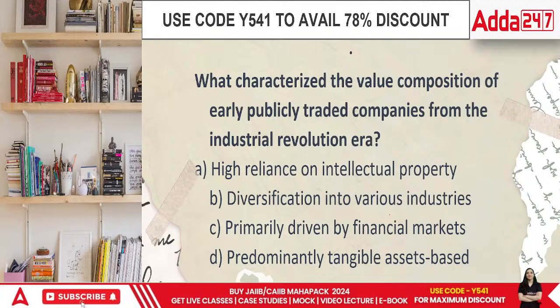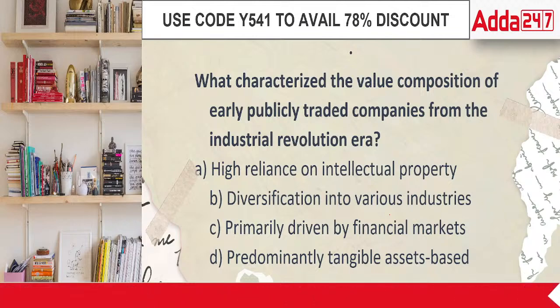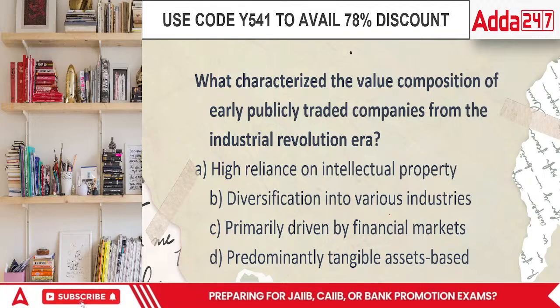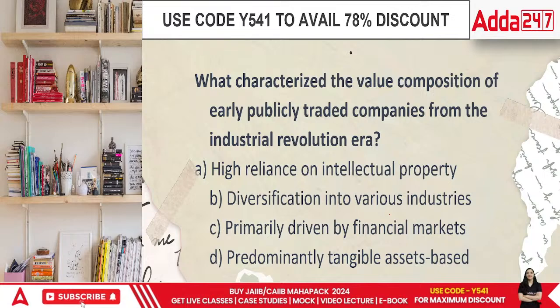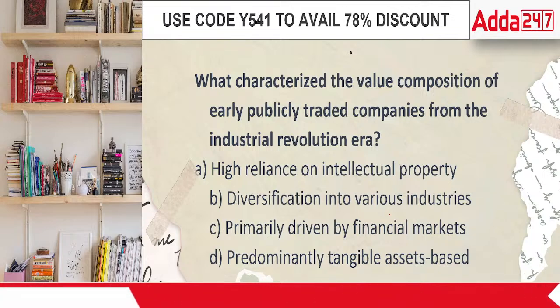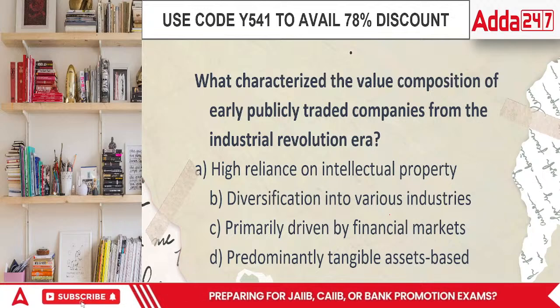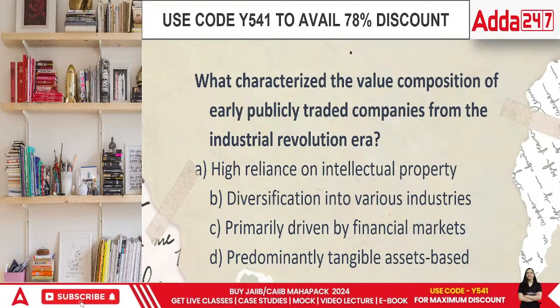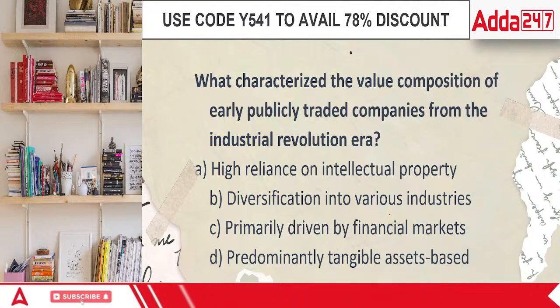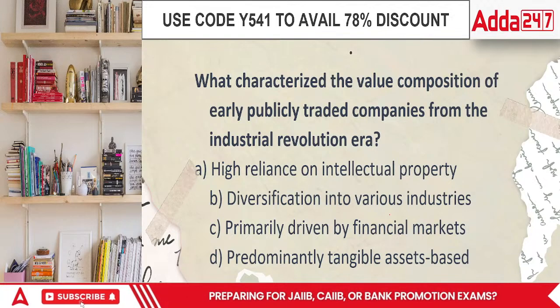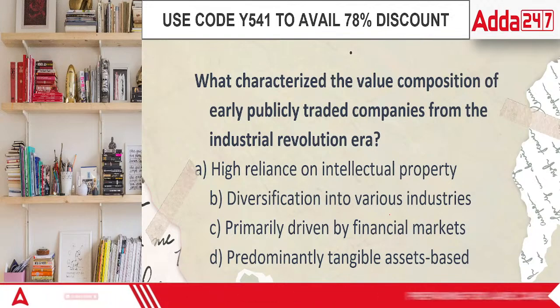When we are trying to find the value composition of early publicly traded companies from the industrial revolution era, one of the strongest reasons for their existence was that they got new machines. They got crazy about those machines and started using them to the extent that their production exceeded the supply and the demand. So ultimately the suppliers had to struggle a bit.